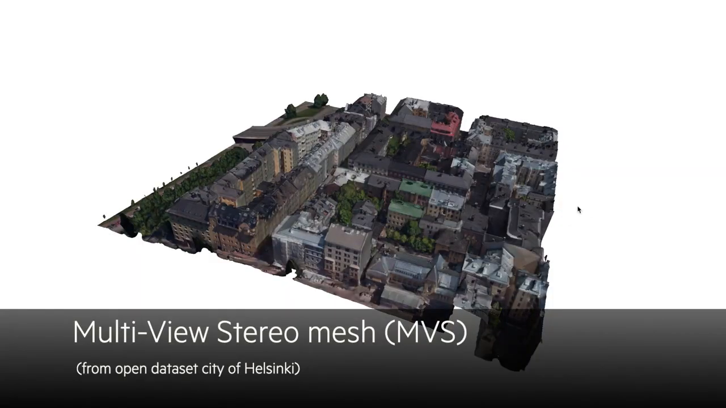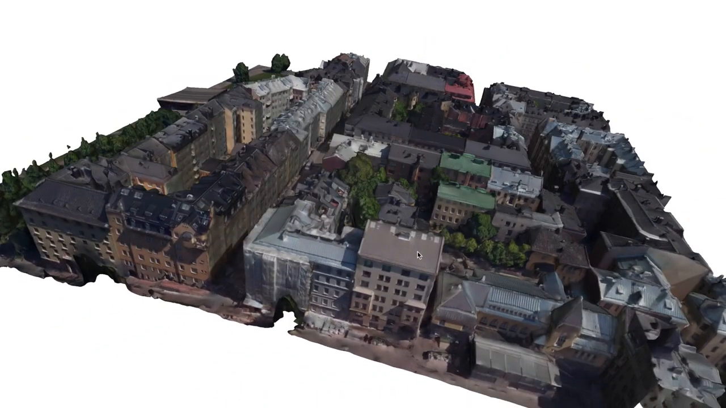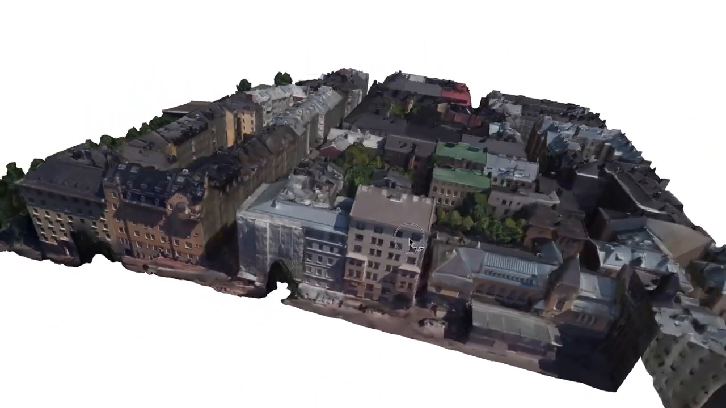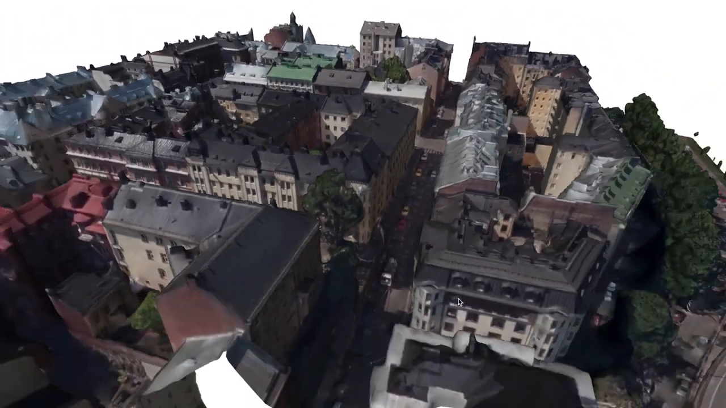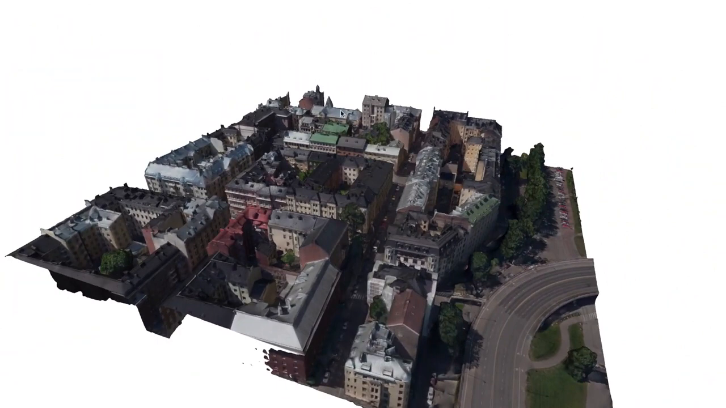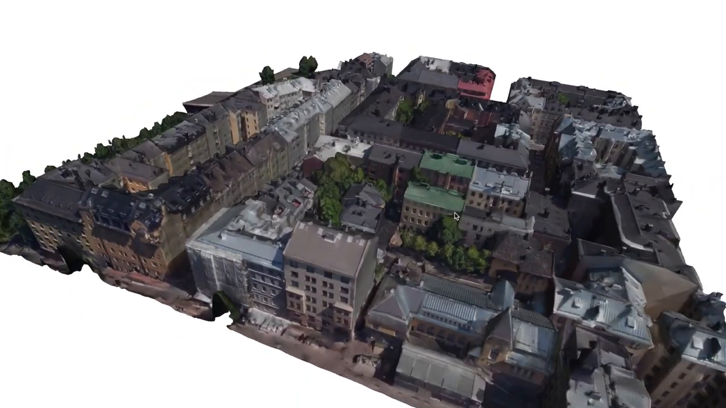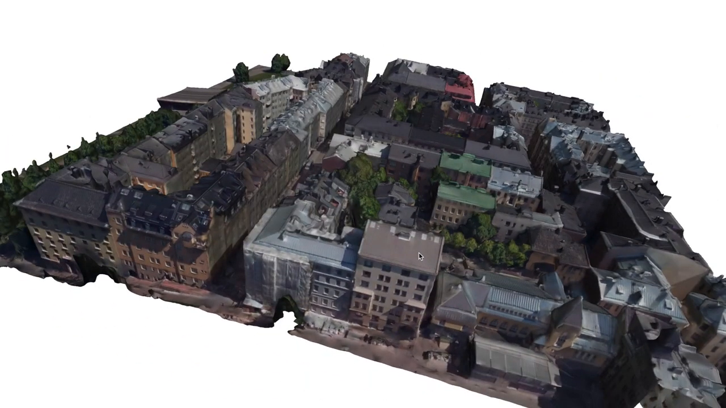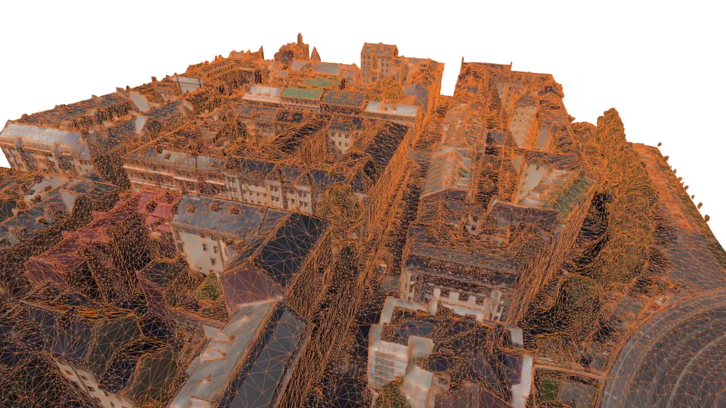But we can also mount cameras on the airplane and take several photos from different points of view, and then use photogrammetry and dense matching of images to reconstruct a 3D city model like the one you see here. So this is called a MVS mesh, or a multi-view stereo mesh. And the part that you see here is one part of Helsinki in Finland. This dataset is openly available, so you can go and download it. The format of this 3D city model is a textured mesh.